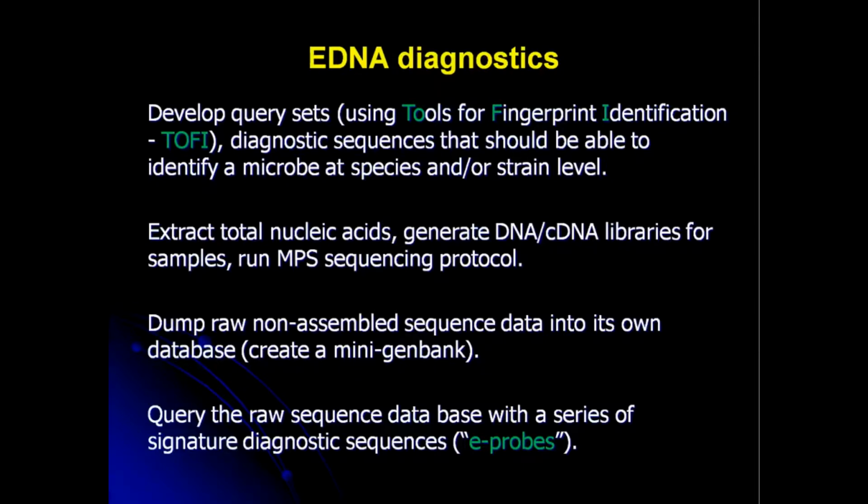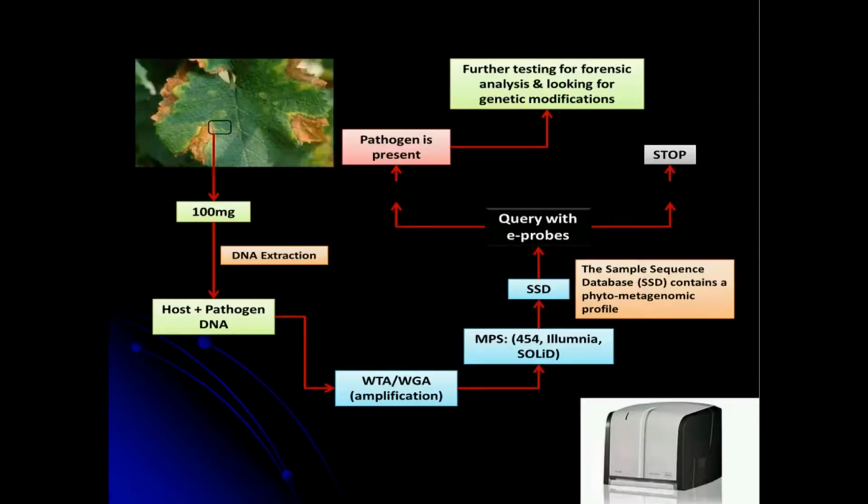So in EDNA, you do the same thing. You extract your nucleic acids, you generate DNA or cDNA libraries for your samples, you run your sequencing protocol. Instead of taking the entirety of the run, assembling it, and blasting it in GenBank, you dump it as its own non-assembled sequence data. You create your own mini GenBank, and then you query that raw sequence with a series of your eProbes. And the guys have explained how that works.